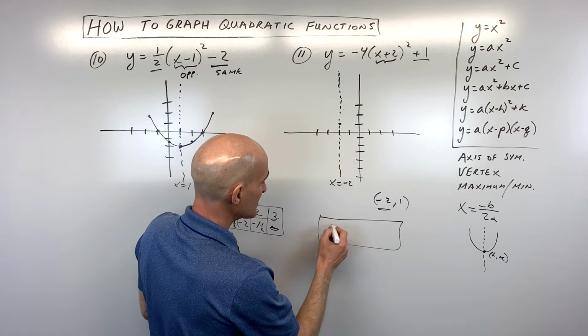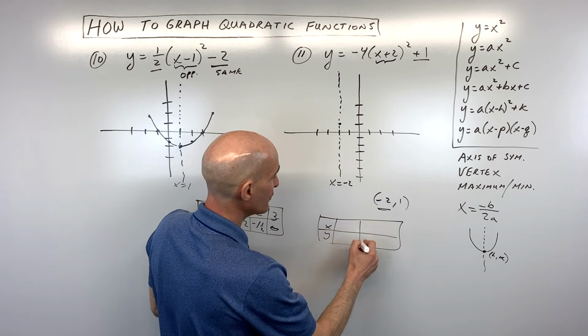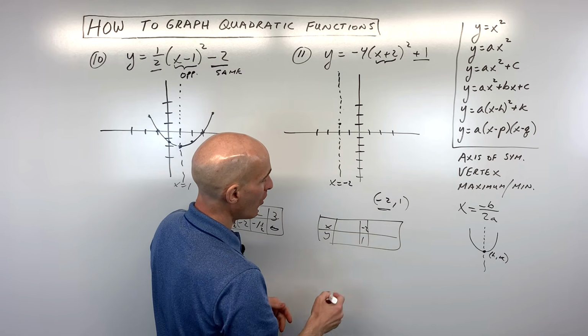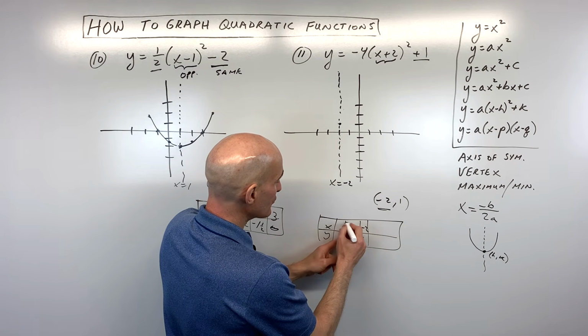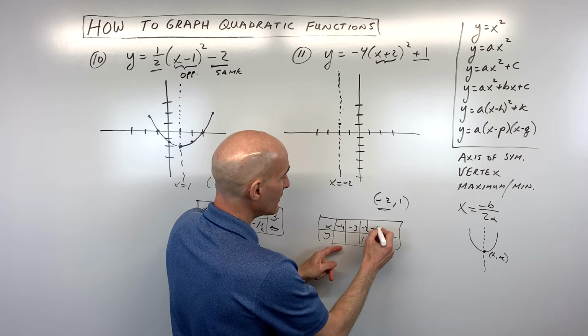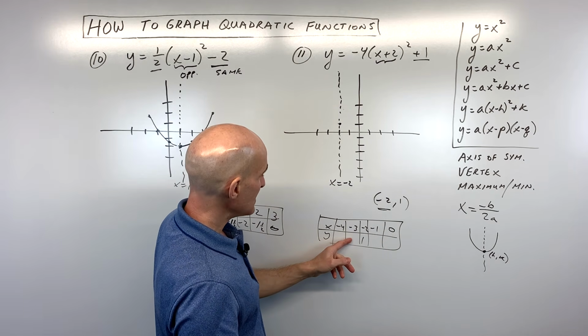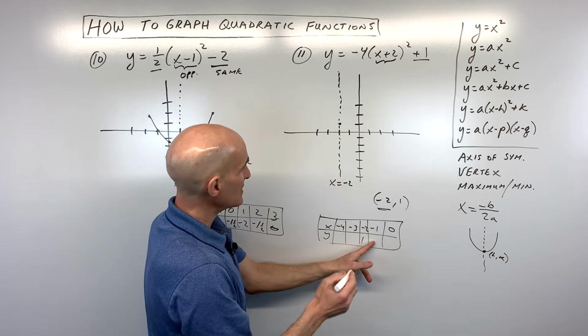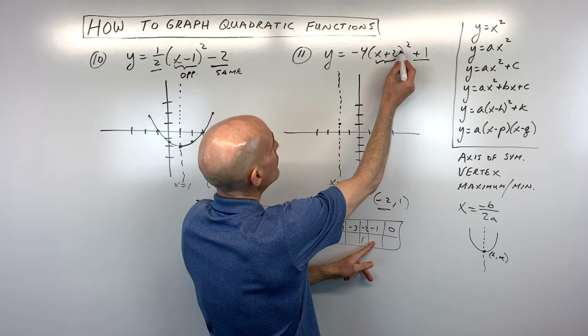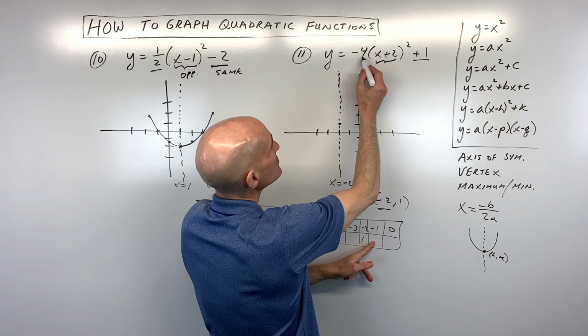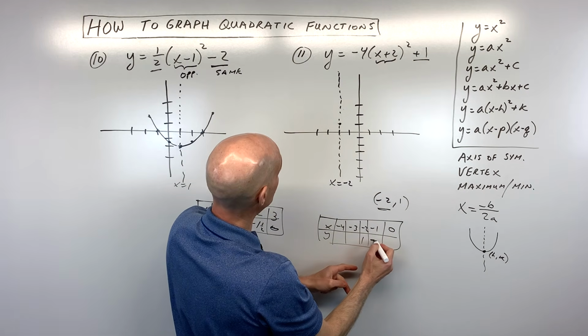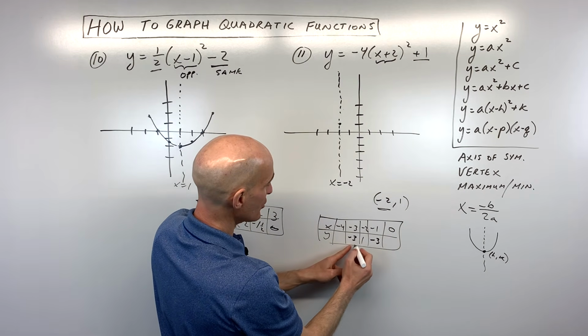I think, again, like I said, this is probably students' favorite way of doing it. Put that vertex in the middle, -2, 1. And let's pick some points on either side. So -3, -4, -1, and 0. If we put in -1, that would be pretty easy. -1 plus 2 is 1. 1 squared is 1, times -4 is -4, plus 1 is -3. So that means this one here is also -3.